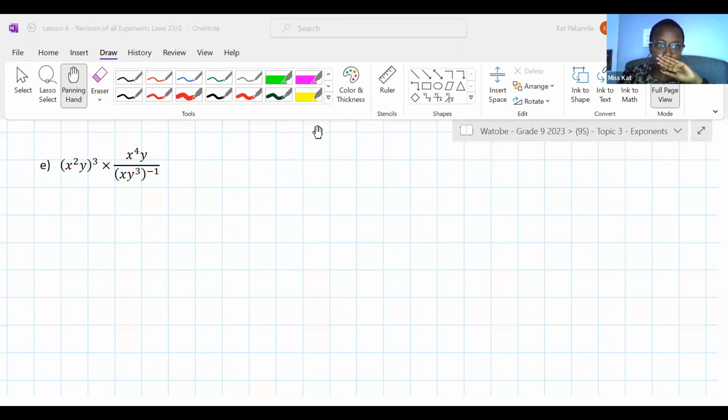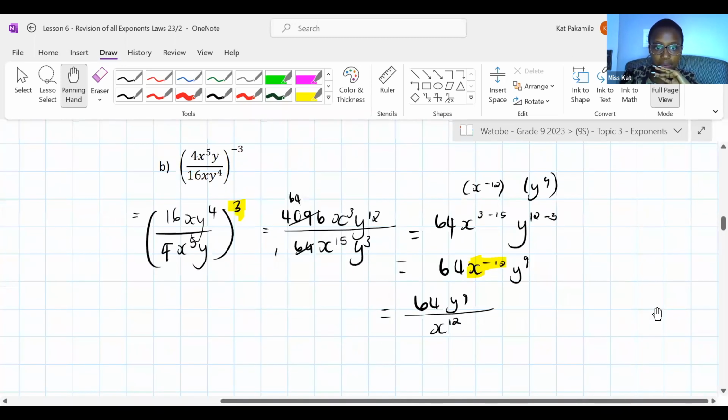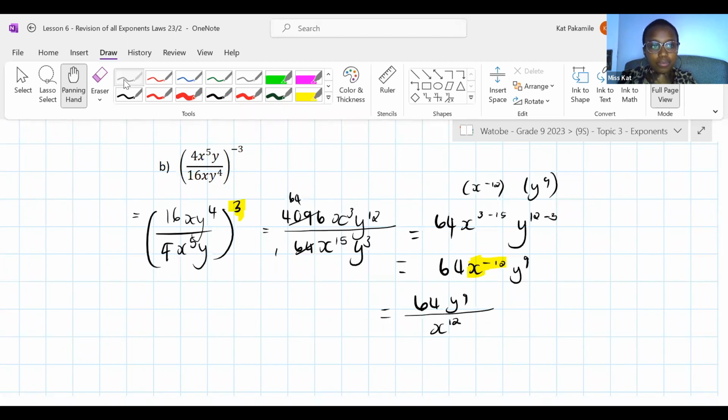Hi, ma'am. I have a question. Do you mind going back to number B? Ma'am, when you swap the fractions around, if the numbers are positive, if you swap it around, don't the numbers change into a negative?